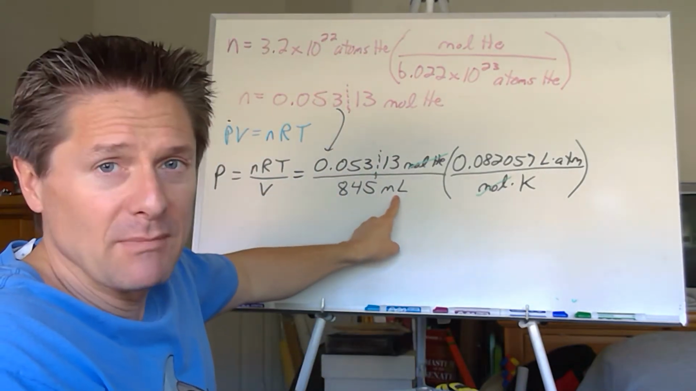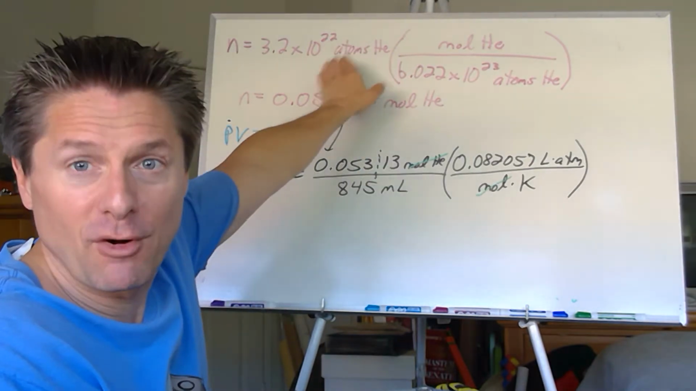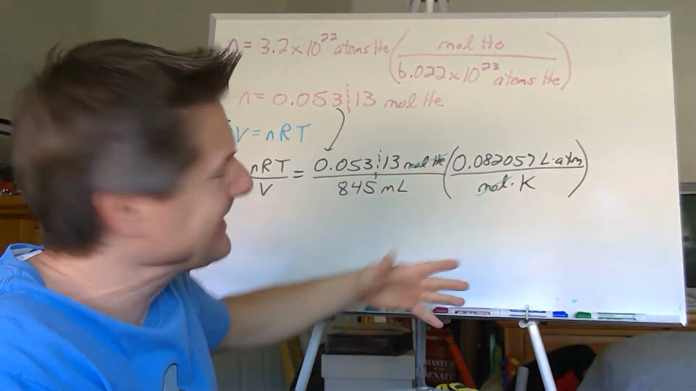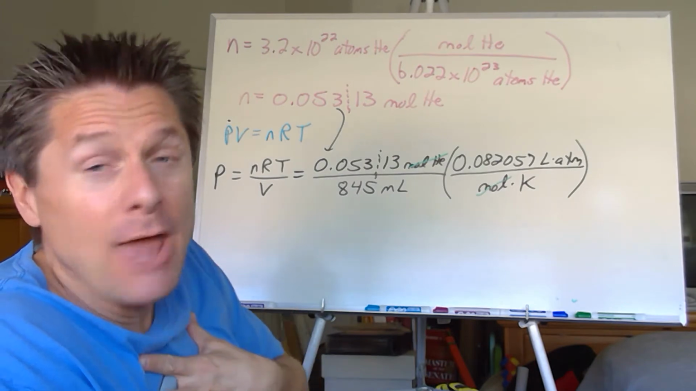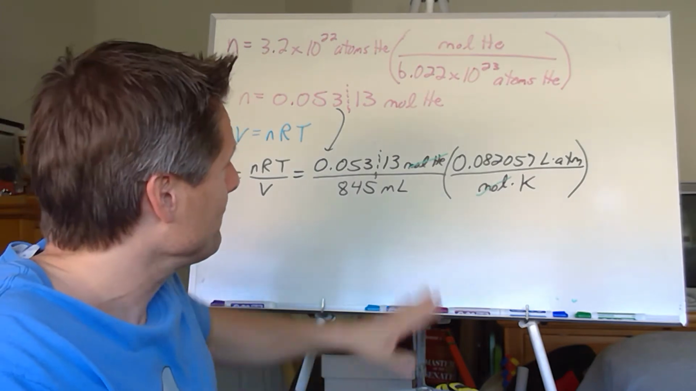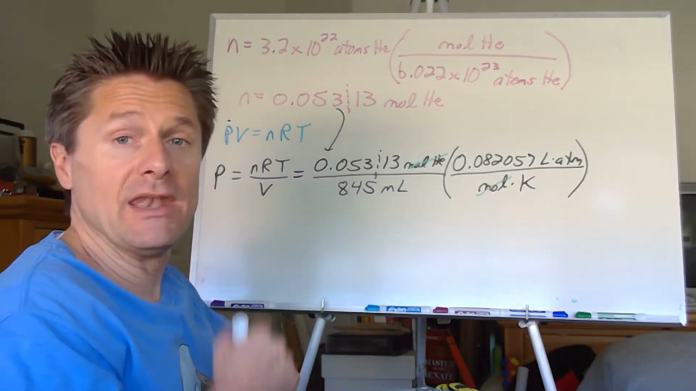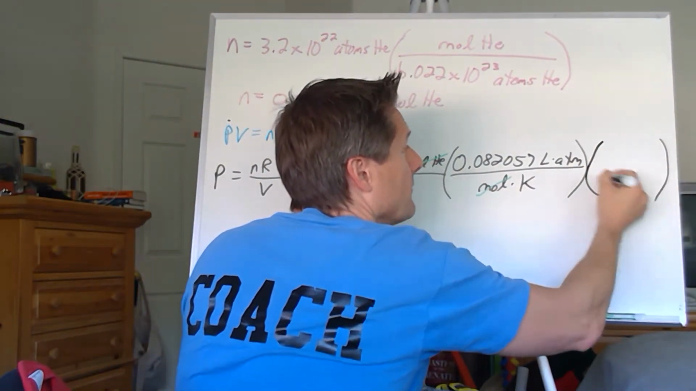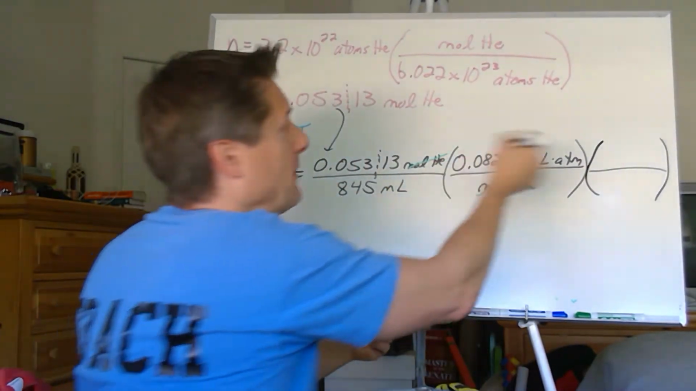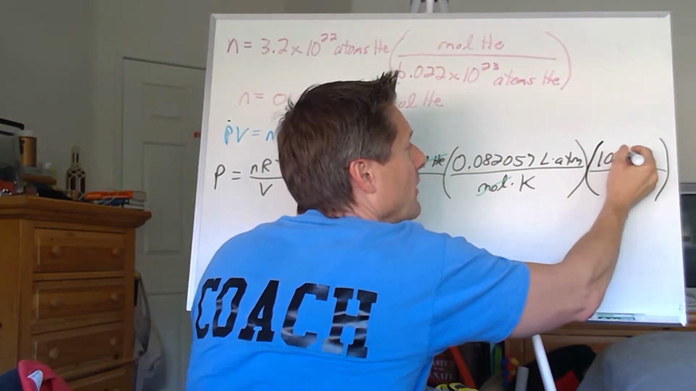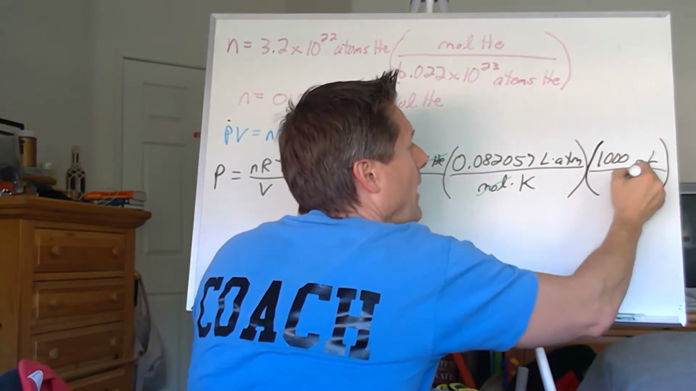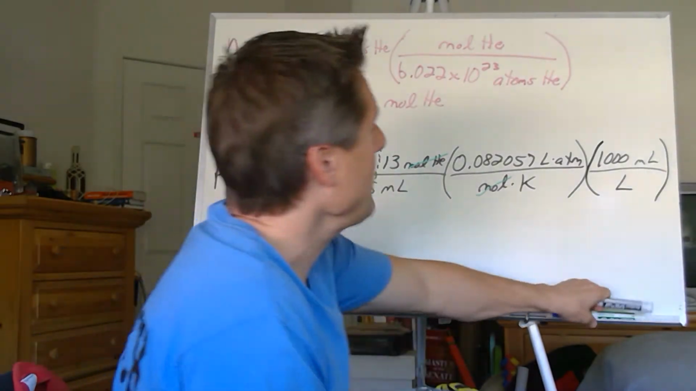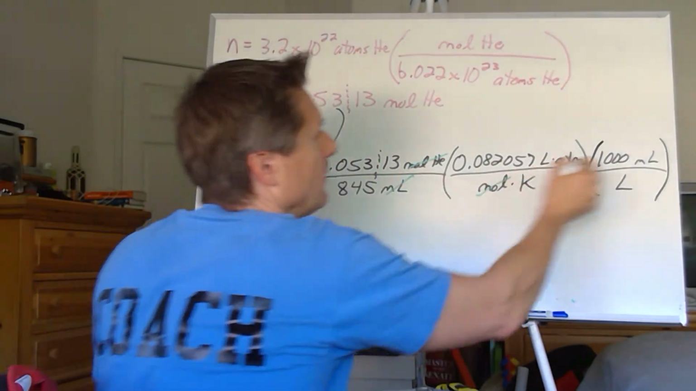So because I'm in milliliters, now some people prefer to convert milliliters to liters ahead of time and then stick it in there. I don't like to anticipate that ahead of time. So I'm just going to do another connector and convert my milliliters to liters. So milliliters are in the denominator here, so I'm going to put them in the numerator there. 1,000 milliliters per liter. And that allows me to cancel out milliliters and liters.